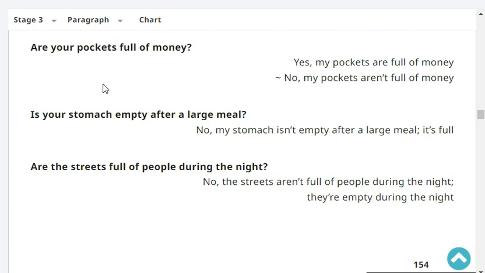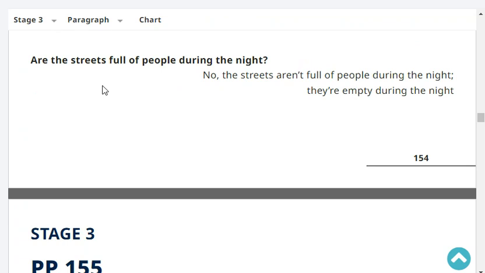Is your stomach empty after a large meal? No, my stomach isn't empty after a large meal. It's full.